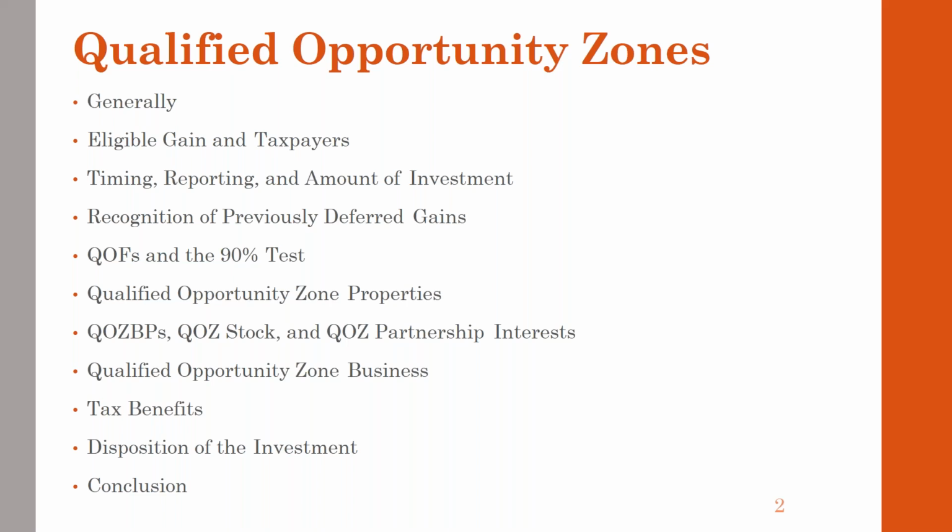So again, we're going to go through what an eligible gain is and the taxpayers, the timing, reporting, and the amount of investment. As a general rule, you have 180 days from the actual event causing the gain to make the investment. That 180-day period is a little bit different, and we'll get into the details if you're dealing with an S corporation or a partnership, which is a pass-through entity, as opposed to an individual taxpayer. But if you're just dealing with a single taxpayer, you generally have 180 days after the event to make the investment. Like we talked about, the recognition of previously deferred gain is going to occur in 2026.